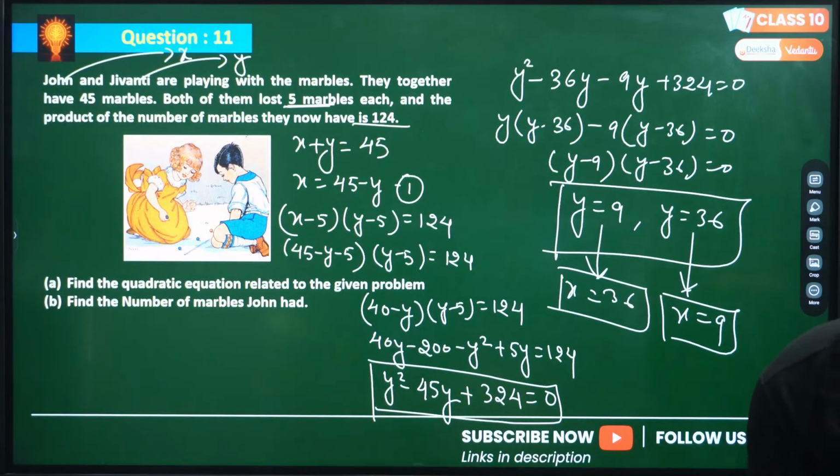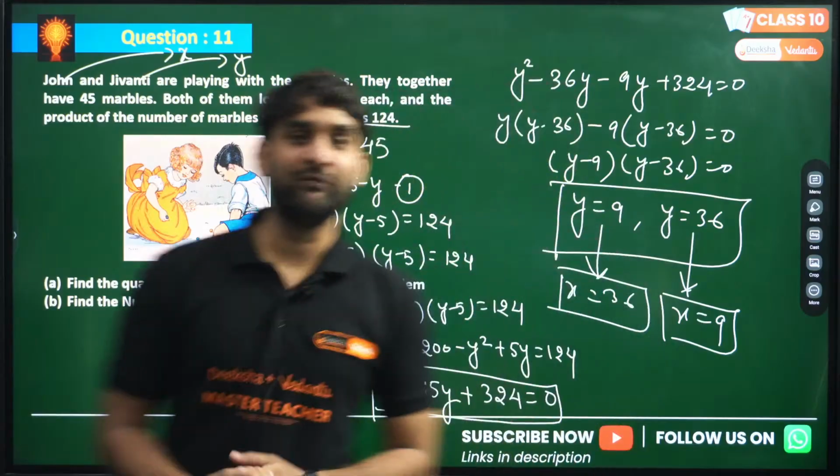Yes, sorry, 36. John had either 39. No. 36 is your correct answer. Yeah. So moving to the next question.